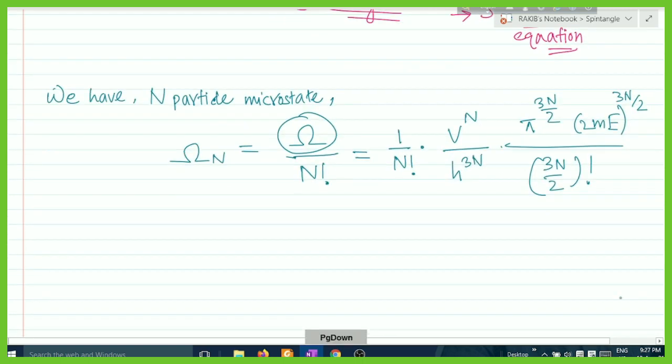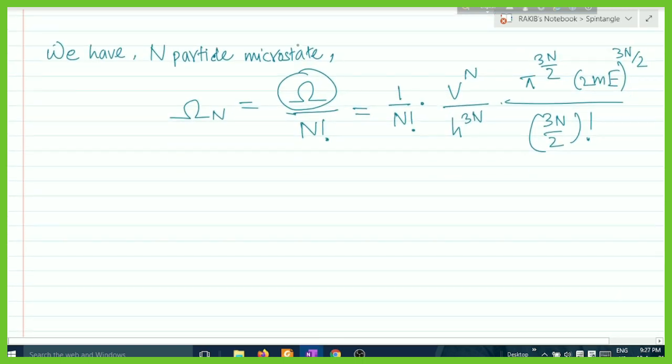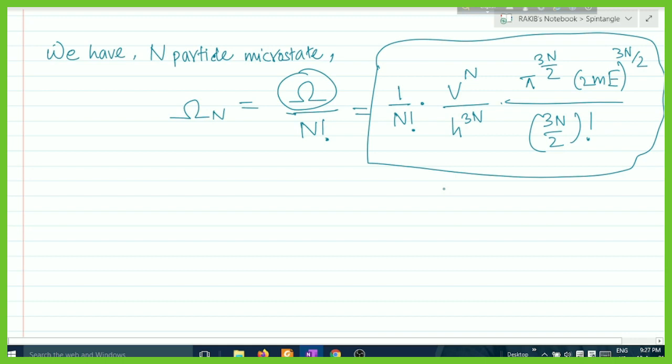Now this is the microstate in case of indistinguishable particles.